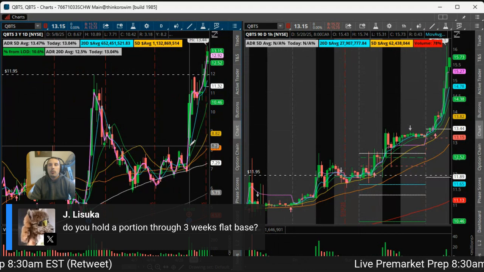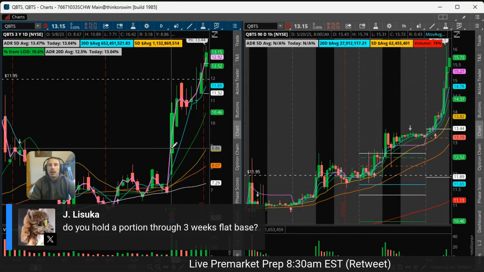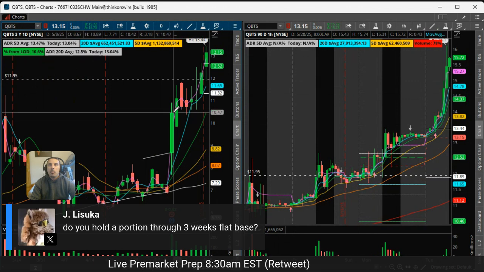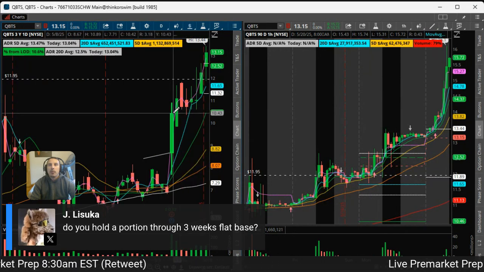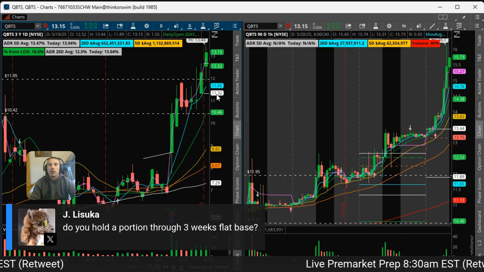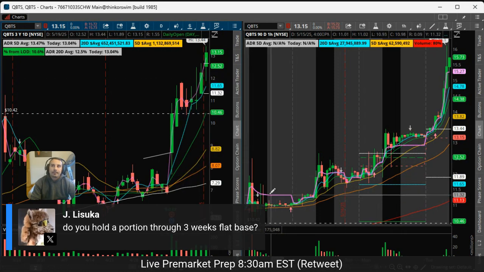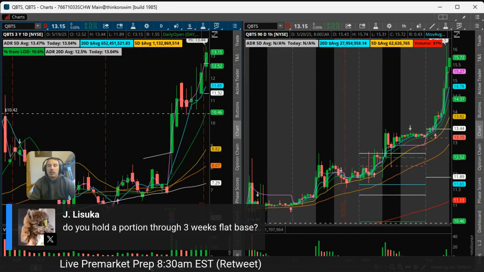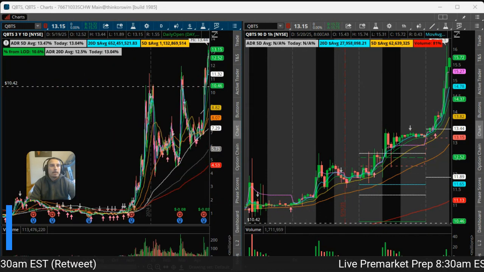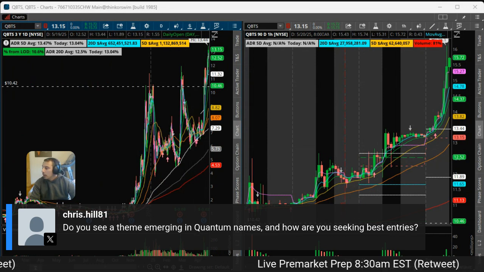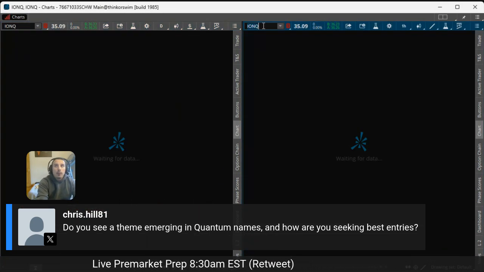Your time to have bought QBTS was on earnings day. You had two options: earnings day as a 5-minute opening range break, or a high volume close setup right around $10, 10.42. Right now, it's at $16. It's not really emerging. It's a theme that's been going on for a while, so I'd be hard pressed to call it emerging.